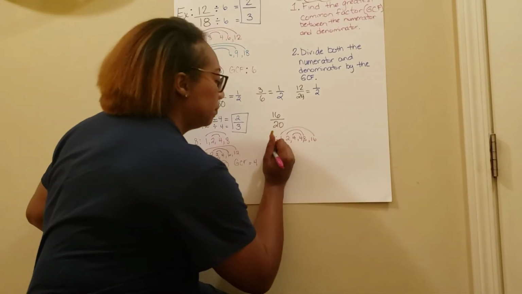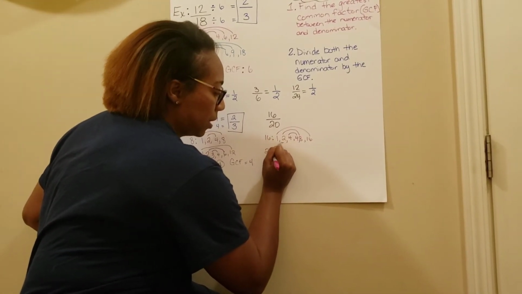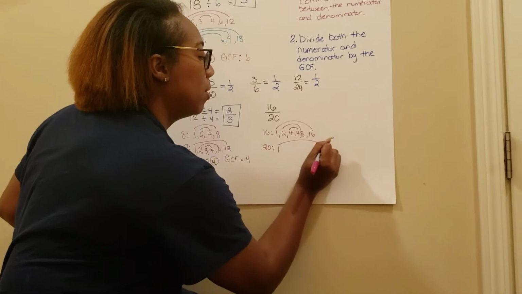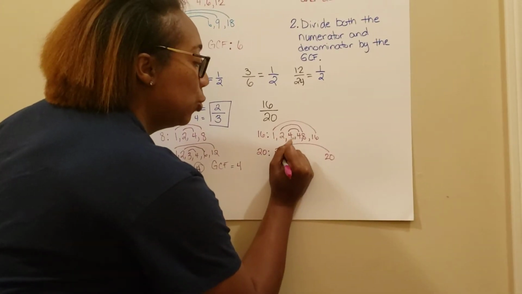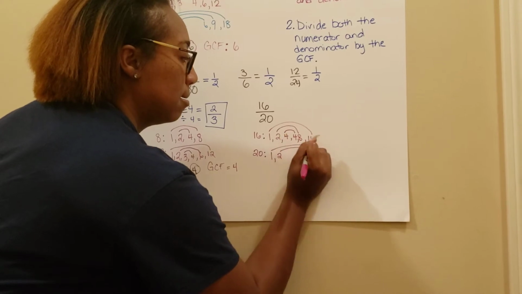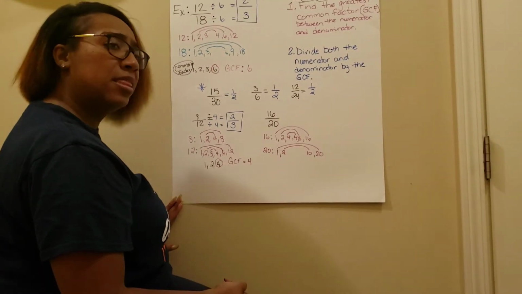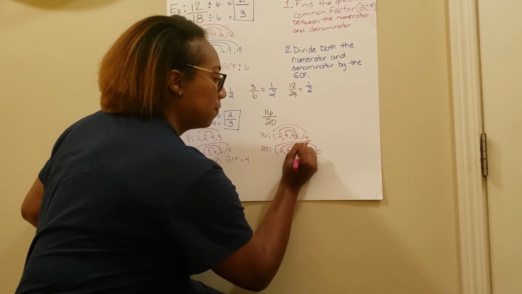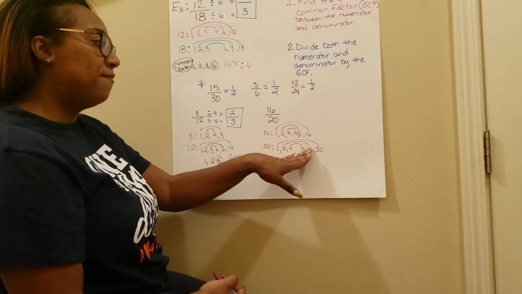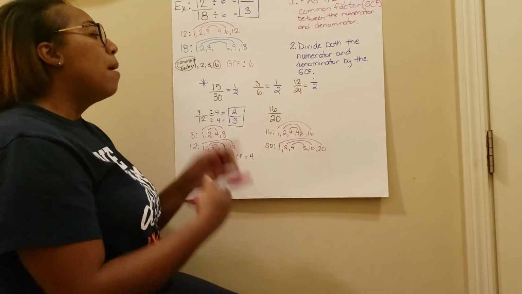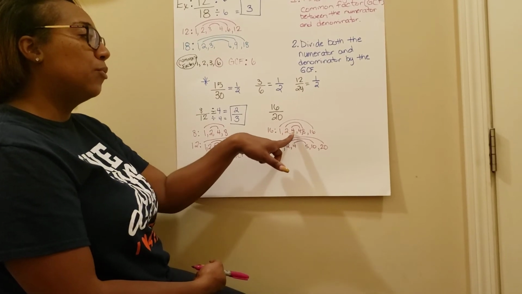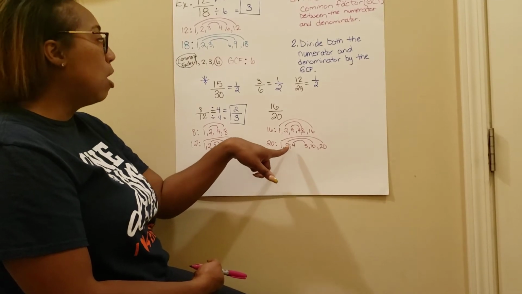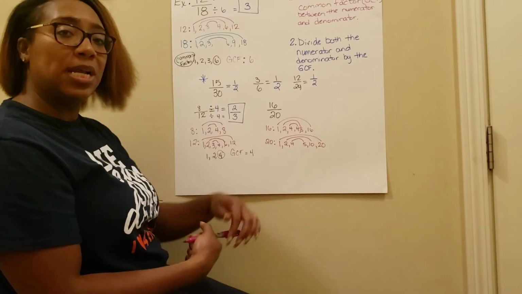Let's do 20. So I have 1 times 20. I'm going to draw my rainbow to connect those. I have 2 times 10. 3 times anything? No. 4 times 5. I have 4, and I have 5, so that means I'm done. So my factors of 16 are 1, 2, 4, 8, and 16. My factors of 20 are 1, 2, 4, 5, 10, 20.